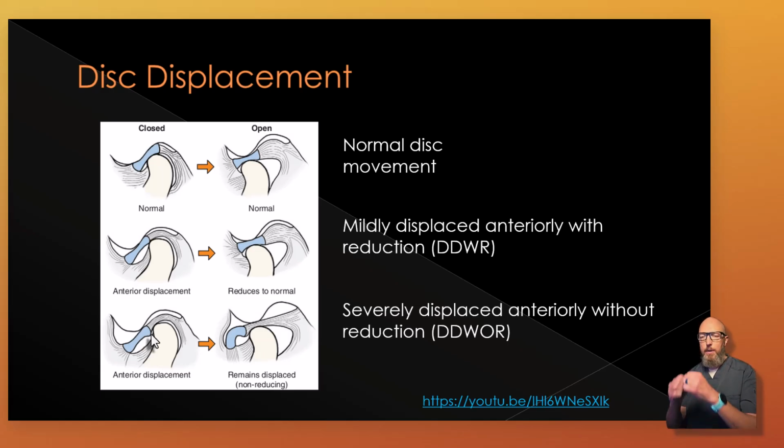And now we're to the point where the disc is so far displaced here and those retrodiscal tissues are stretched out so much that no matter how much the patient opens, they're not able to get that disc to reduce again, to pop back there. And so instead of doing that, it just pushes more forward and it starts to deform. It can start to erode. Here's a nice video if you want to click on that and watch how these different forms of displacement look.